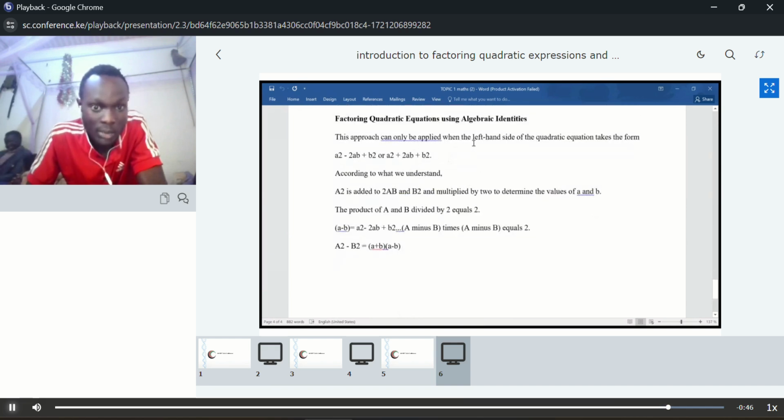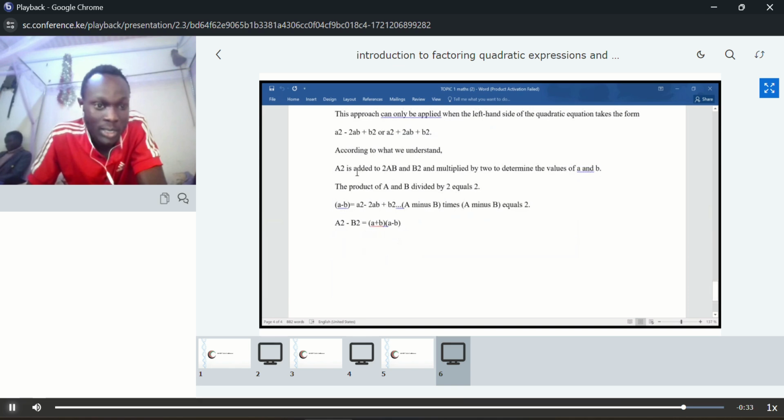This approach can only be applied when the left-hand side of the quadratic equation takes the form of a squared minus 2ab plus b squared, or a squared plus 2ab plus b squared. According to what we understand, a squared and b squared are taken, and the middle term is divided by 2 to determine the values of a and b. So a minus b squared is equal to a squared minus 2ab plus b squared.